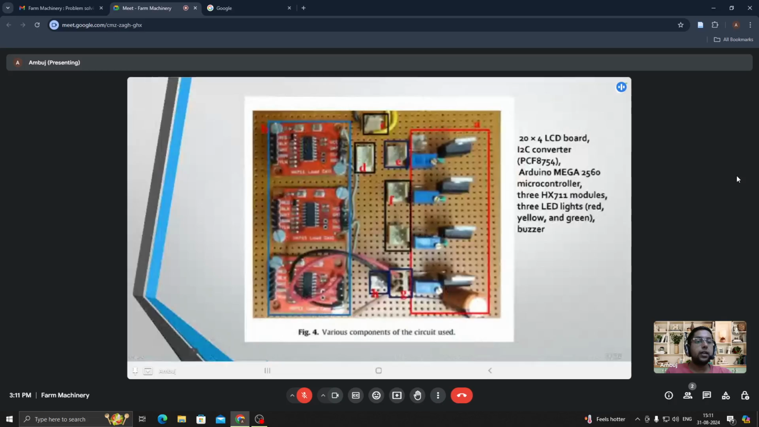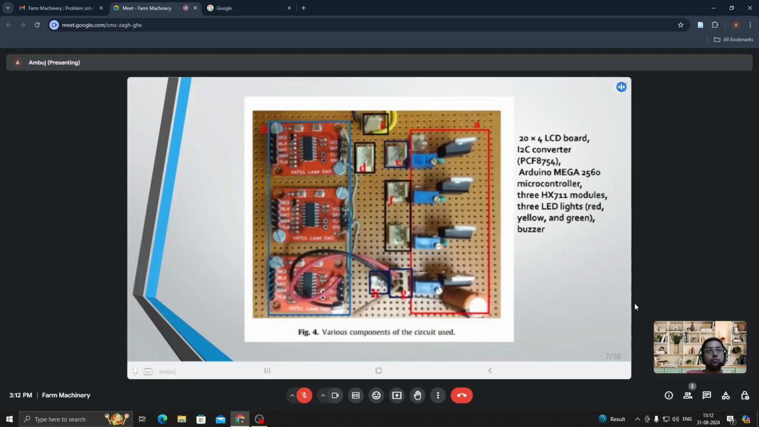Yes, this particular circuit diagram they have made. An LCD board is there. Then for getting the readings from the load cells, they've used the HX711 module. They have used an Arduino Mega 2560, then an LED LCD board, and then three particular LEDs: red, yellow, and green. Then one I2C converter would be used.